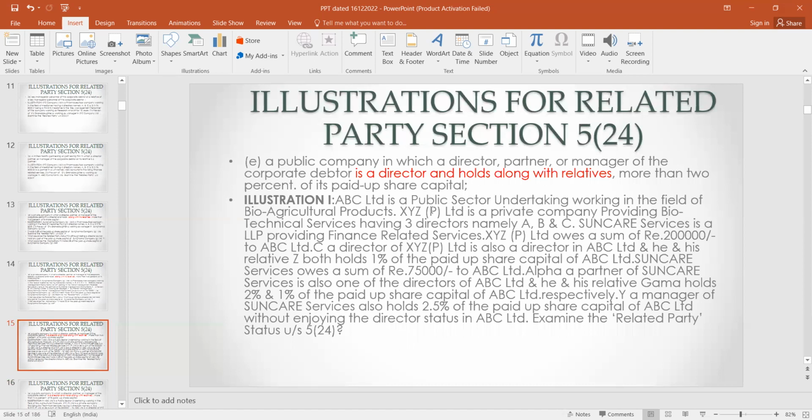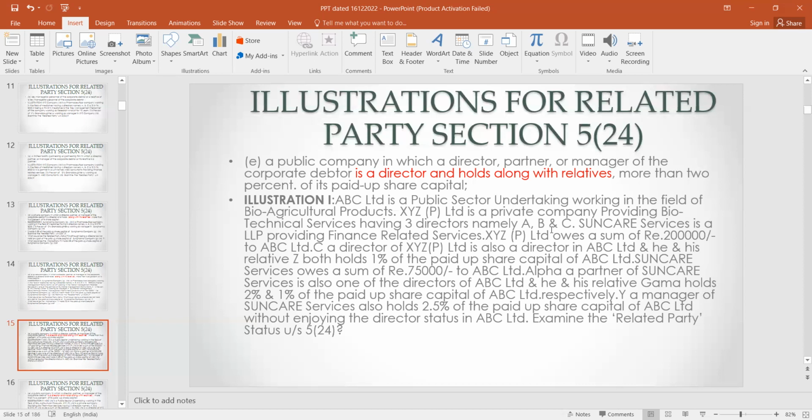Now let us see this. ABC Limited is a public sector undertaking working in the field of bioagricultural products. Actually, the case study will be more complicated, but we are starting with simpler versions. Let us first understand simple cases, then we'll move on to more complex cases. First of all, we have to learn to study the section and identify under which particular clause this will be covered. And all these clauses are mutually exclusive. So it is 'or', not that all the clauses have to be satisfied. If any of these clauses is satisfied, then it is a related party. And you have to see whether the relationship is as regards the corporate debtor or in relation to an individual. So that also you have to see.